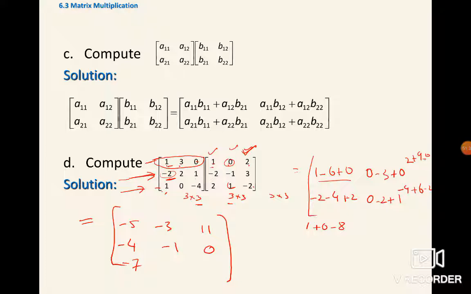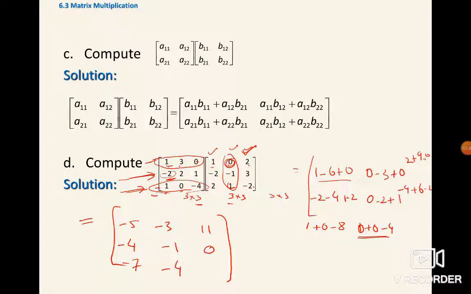The third row with the second column, first element with the first element: 1 with 0 is 0, 0 with minus 1 is 0, and minus 4 into 1 is minus 4. So the third row with the second column becomes minus 4.